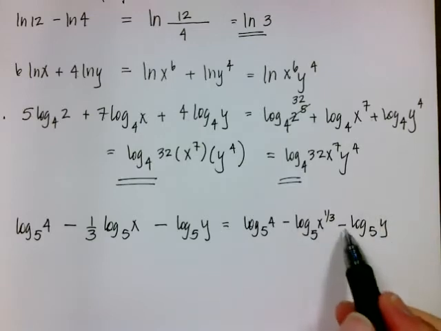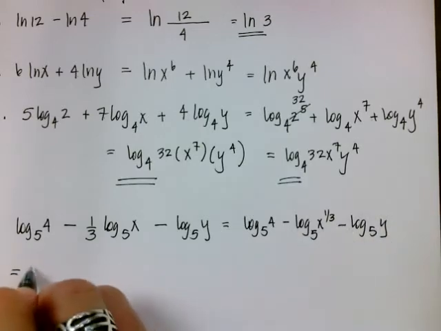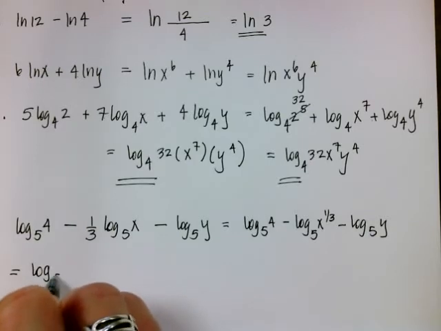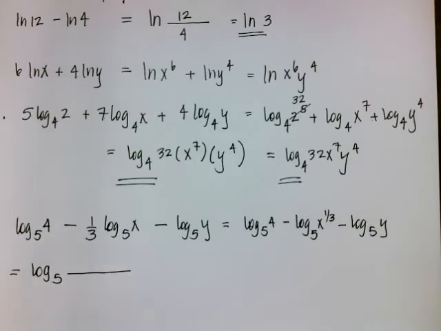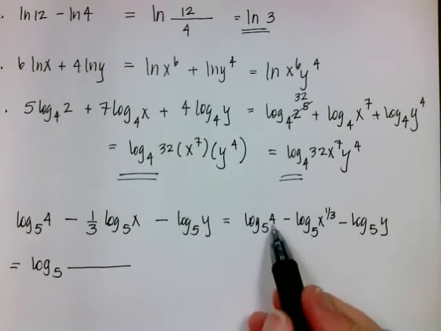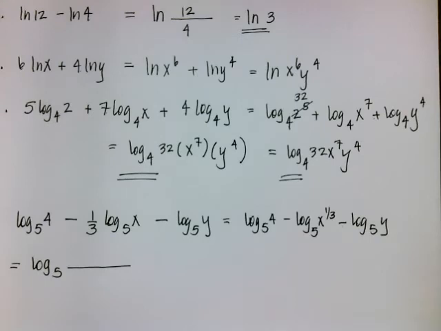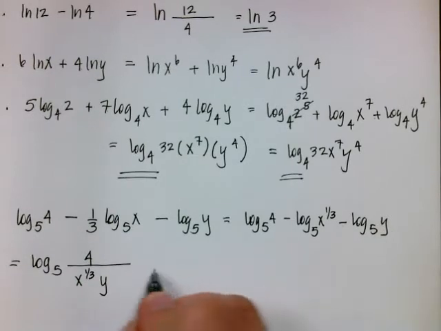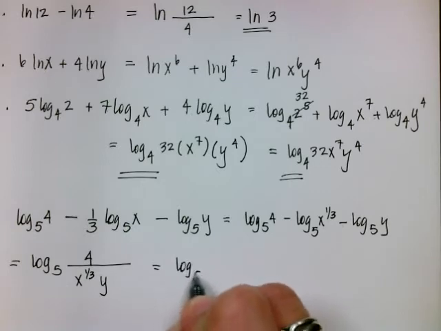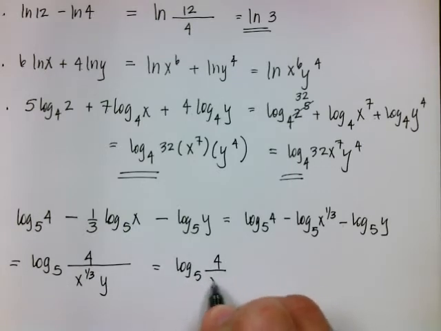Now I need to manage the minus. When I do those, I'm going to write my log base 5, and then I'm going to draw a line. Anything that's positive, like this, goes in the top. Anything that's negative goes in the bottom. So here's going to be my 4. In the bottom, I'm going to have x to the 1/3, and in the bottom, I'm going to have y. So if I rewrite that, I have the log base 5 of 4 over x to the 1/3 y. And that would be my final answer.